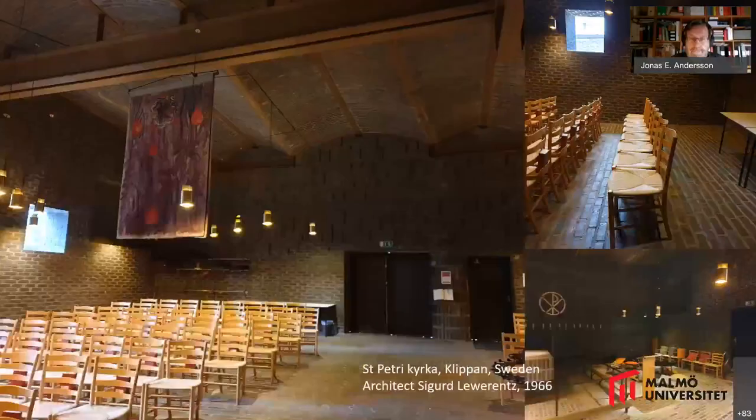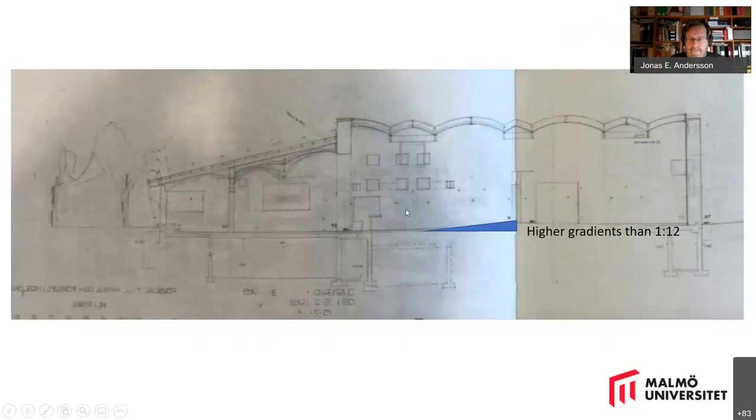You can see that it's very much brick, and the windows are quite small, and you have these vaults above your head. So this was focused on gradients, that you need quite gentle gradients to classify the architectural design as accessible.